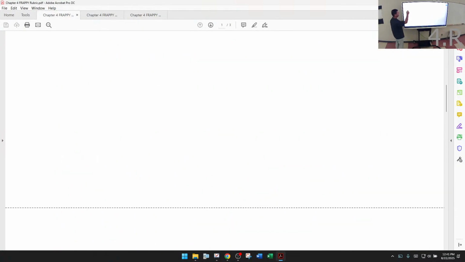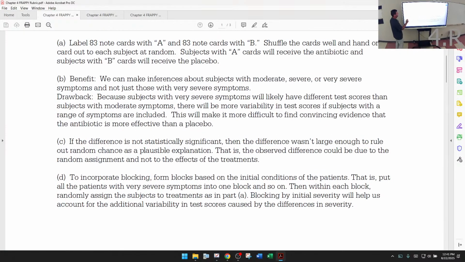Now, here is part B. Benefit: we can make inferences about the subjects with moderate, severe, and very severe symptoms, and not just those with very severe symptoms. What did they do for that? I forgot what the part was. They said, what was the advantage. All had moderate, severe. Oh yeah.